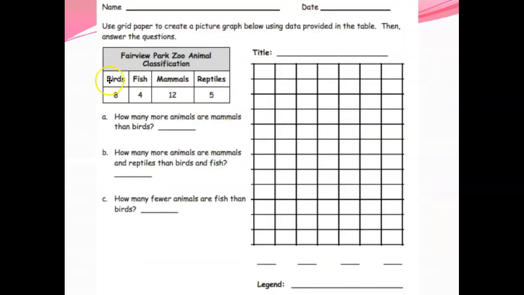Lastly, for your exit ticket, you're going to use grid paper to create a picture graph. So this is your grid paper. You're creating a picture graph below. Same thing you did for number 1. Here's your data. Here are your questions. This one you don't even have to write your own question.